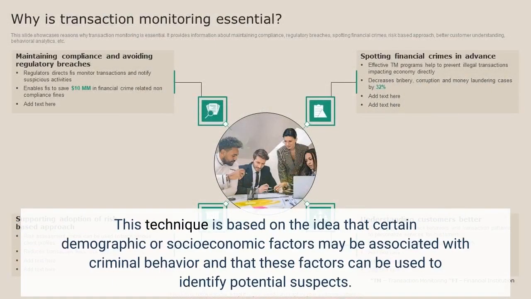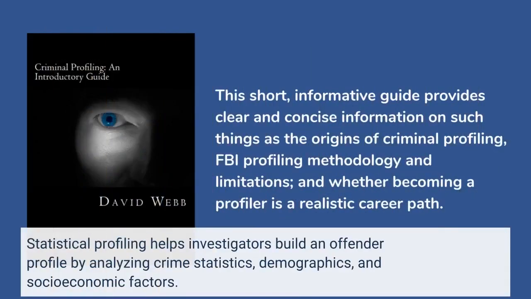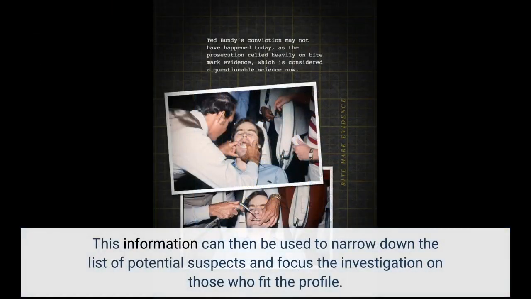This technique is based on the idea that certain demographic or socioeconomic factors may be associated with criminal behavior and that these factors can be used to identify potential suspects. Statistical profiling helps investigators build an offender profile by analyzing crime statistics, demographics, and socioeconomic factors. This information can then be used to narrow down the list of potential suspects and focus the investigation on those who fit the profile.